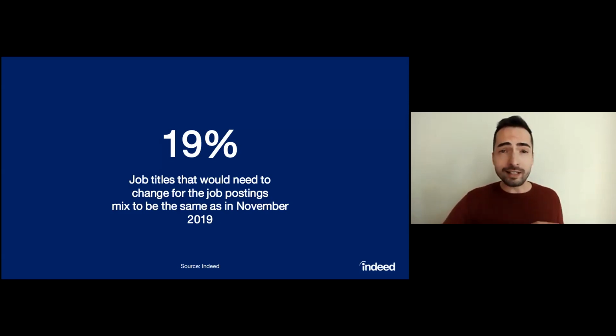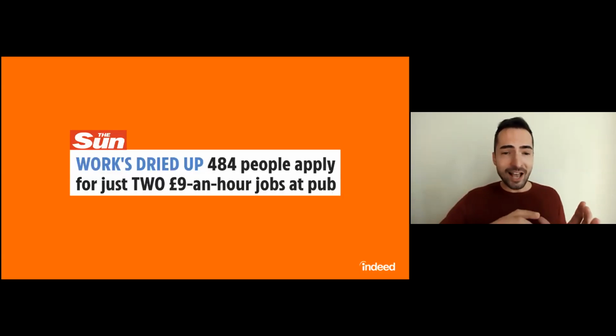But on the next slide, we see some anecdotal evidence that we've actually been seeing a lot of in press headlines recently, suggesting that that's not really the case, that job seekers are following the demand shifts, with some jobs actually being overwhelmed with applicants, especially in sectors like hospitality that really aren't hiring a lot of new workers.